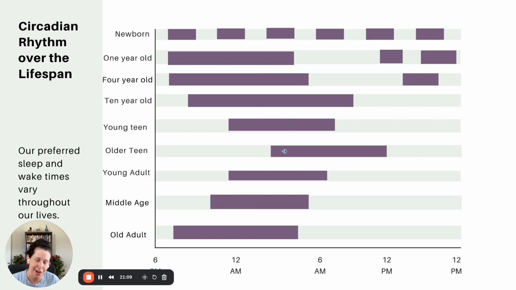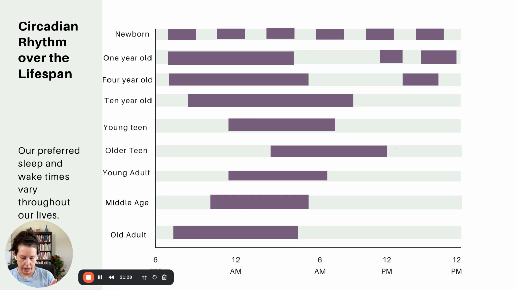Older teens, all right, here we go. Notice how much later this shifts. It's not uncommon for an older teen to not want to go to bed before midnight, and so want to sleep till noon. There's a lot going on biologically.